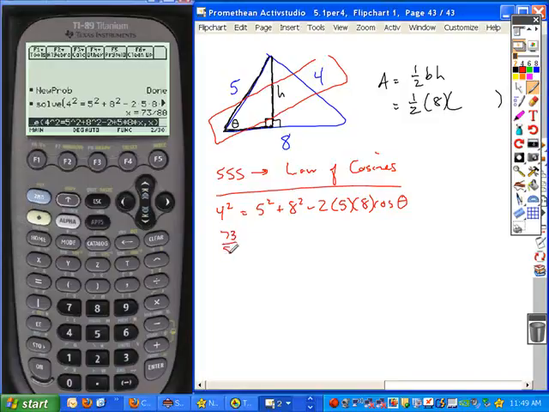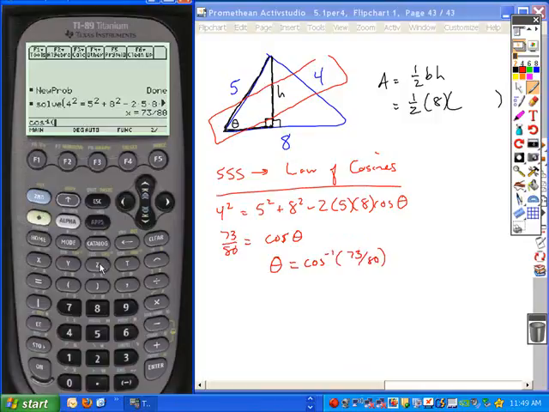So 73 over 80 is the cosine ratio, which means if I want to find that angle, what do I have to do to this ratio? Take the inverse of it. So now I can perform my calculation. The inverse cosine of 73 over 80. I'm going to put that in decimal form. That gives me approximately 24.15.